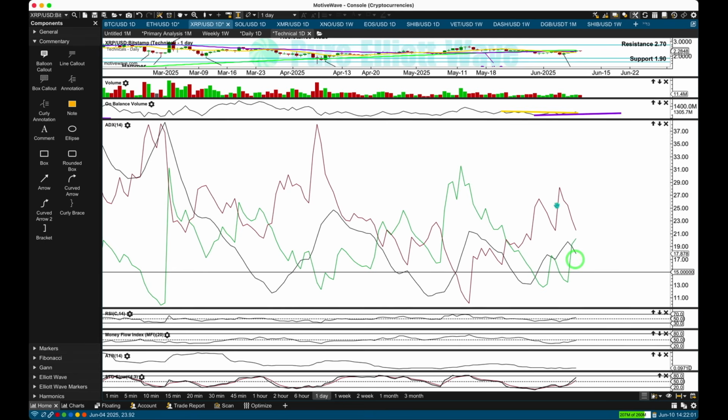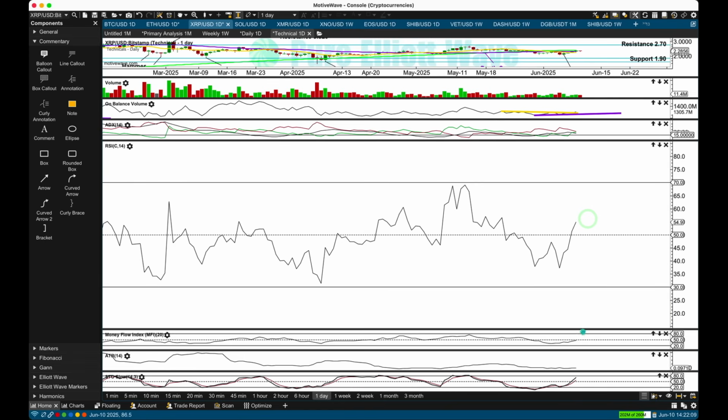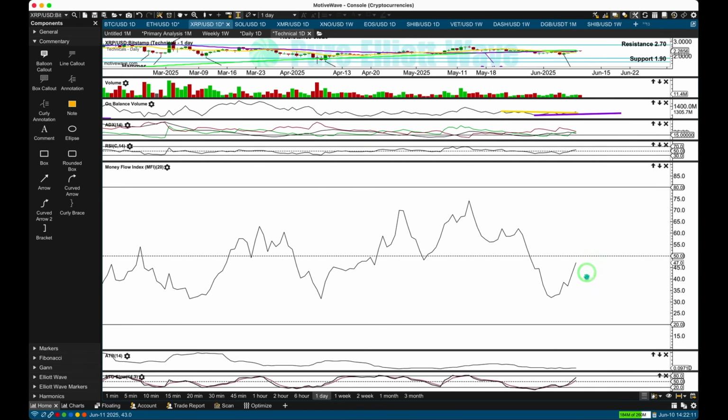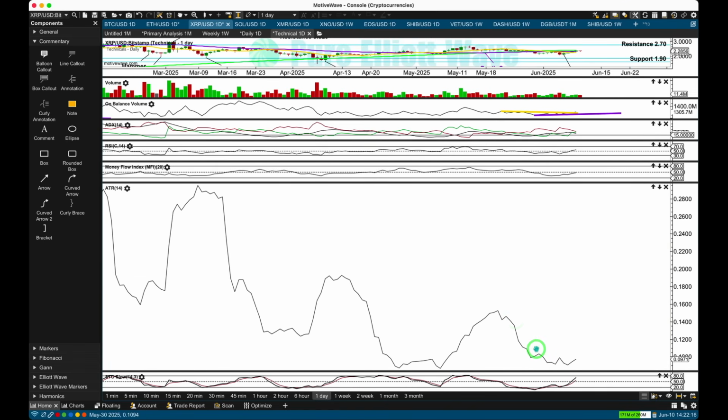ADX is declining, previously telling us there was a downward trend. Now it tells us there's no trend at this daily time frame. RSI is neutral, as is money flow. Neither exhibit bullish divergence at the last low. And ATR has been declining as price is falling. A lack of volume and volatility in that downward movement tells us it's most likely a counter trend movement.